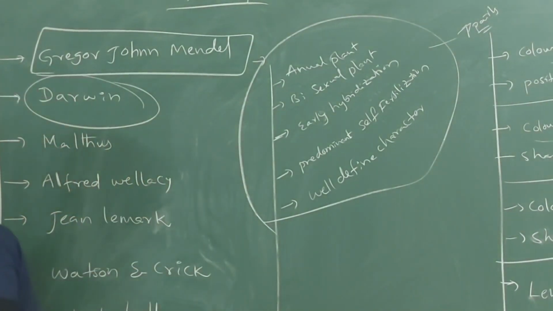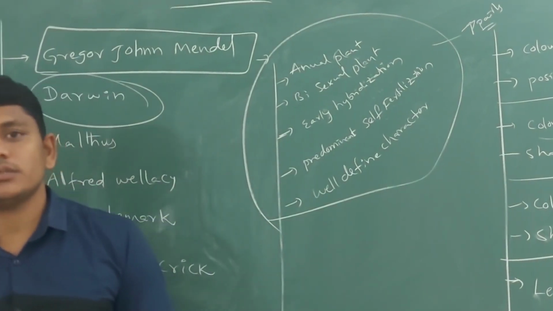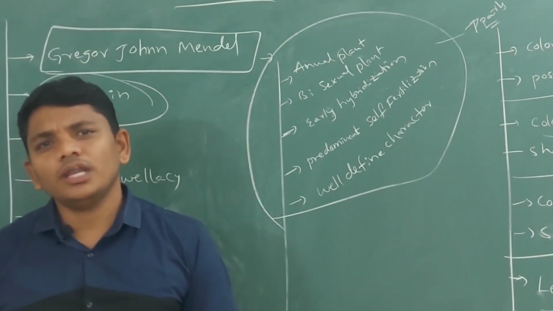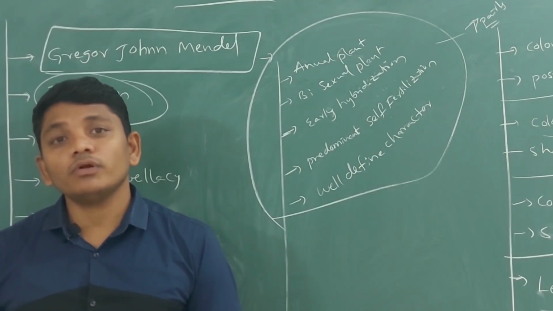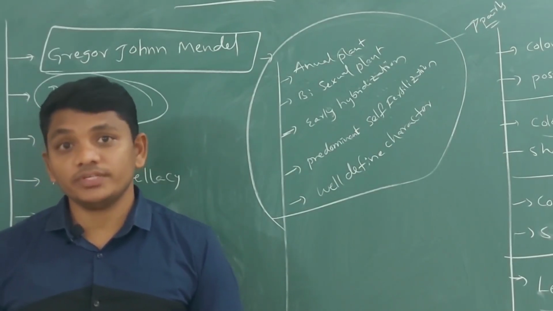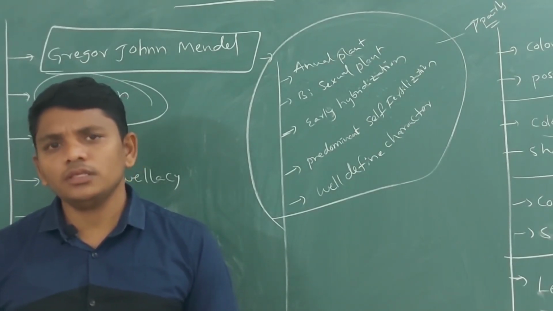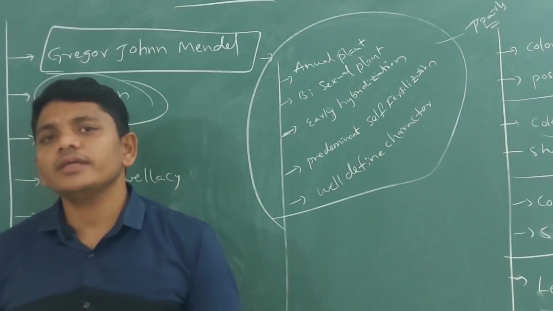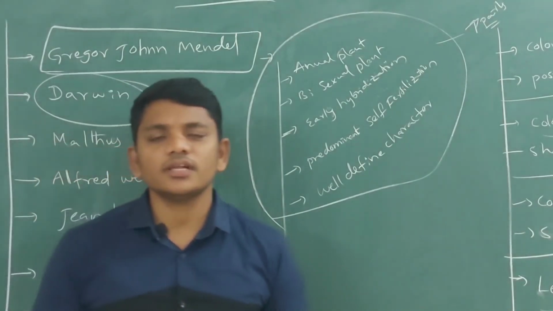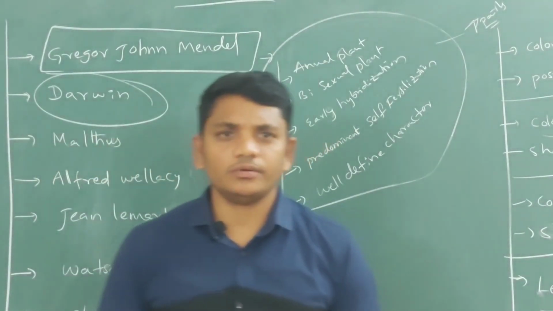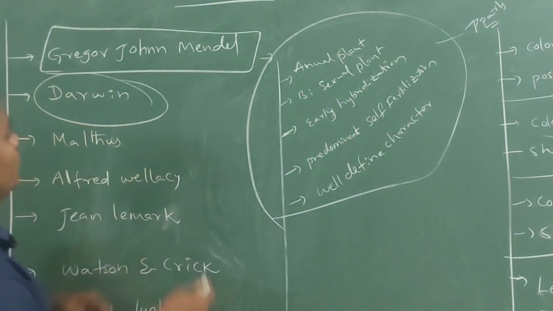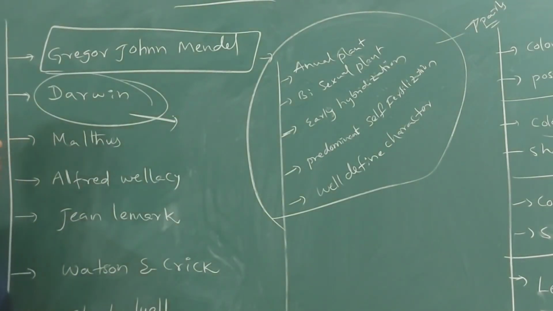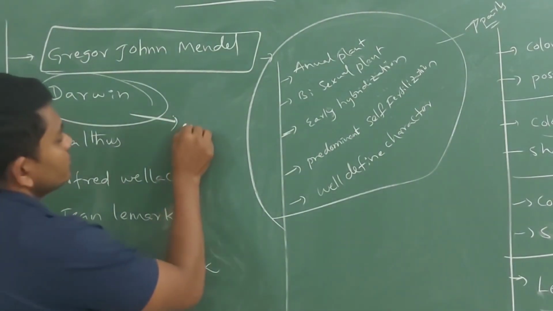Darwin is a well-known scientist. He observed a number of things, and he also wrote a book, Origin of Species. In this book he mentioned how natural selection happens in nature. So let us discuss Darwin. He discussed only natural selection.